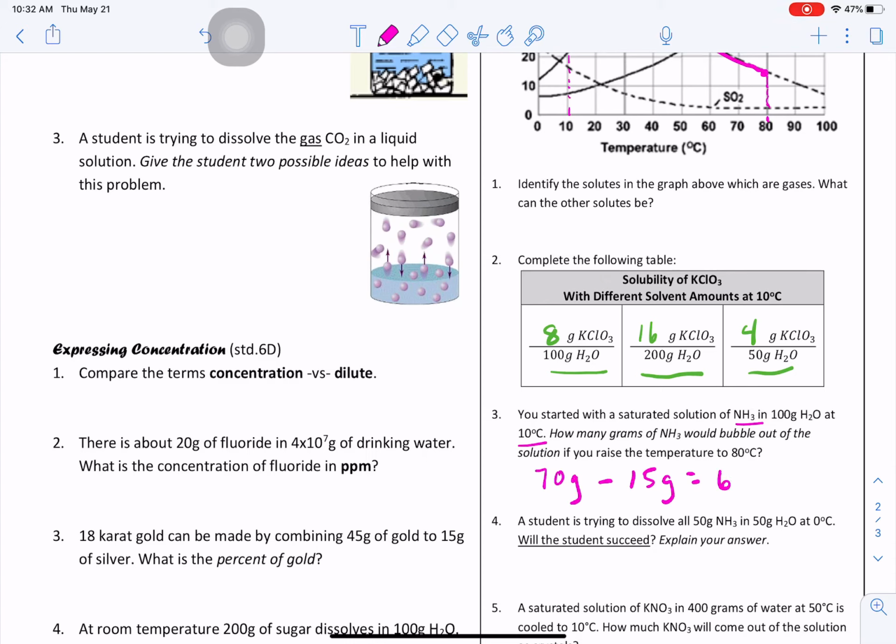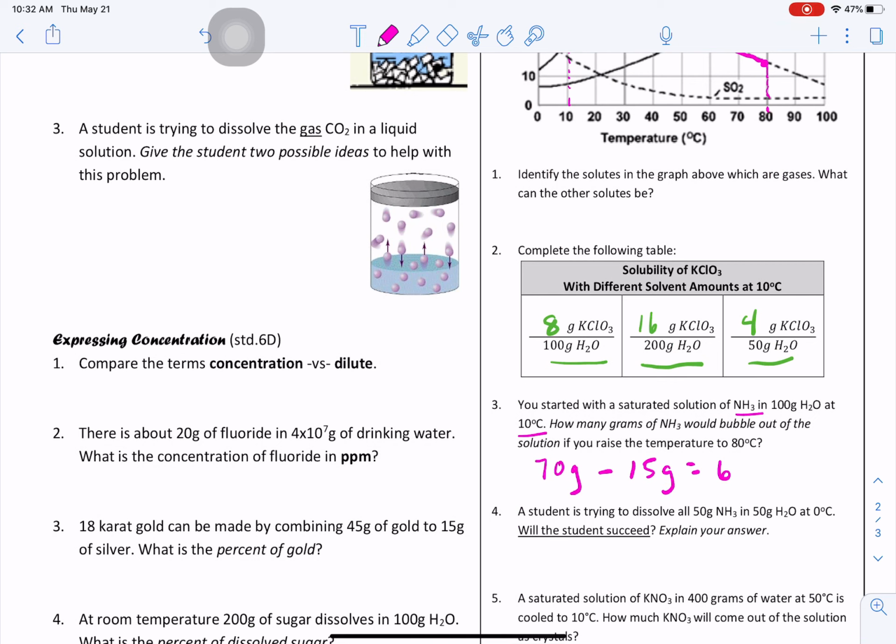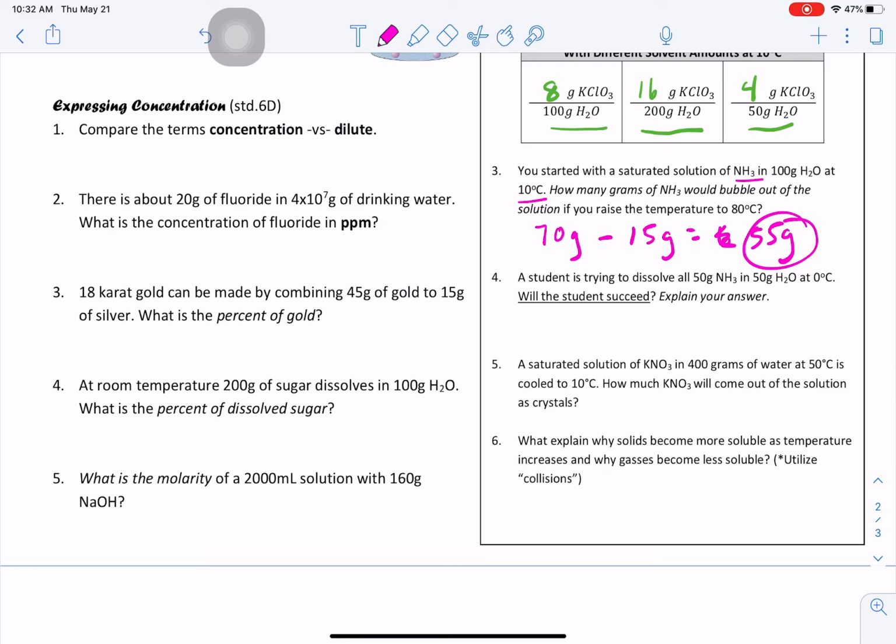That comes out to be not 63. I don't know why I wrote 63 on the study guide. Did I mess this up in the beginning? No, so the study guide's wrong. 70 grams minus 15 grams is going to be 55 grams. I think on the study guide I put 63 grams. I'll take a look at why I did that, and I will fix that for you guys. All right, on the next video, I will post 4, 5, and 6.